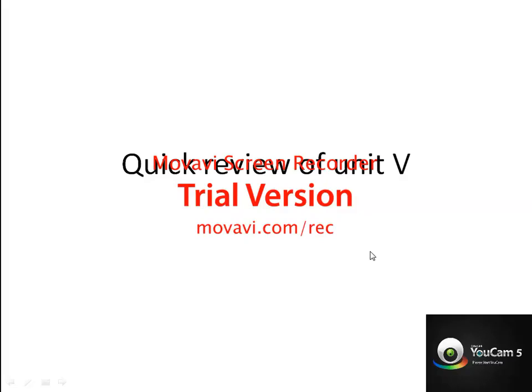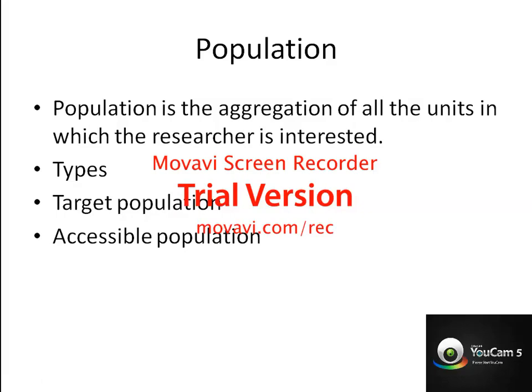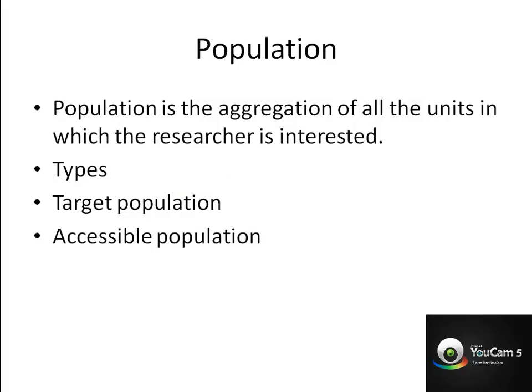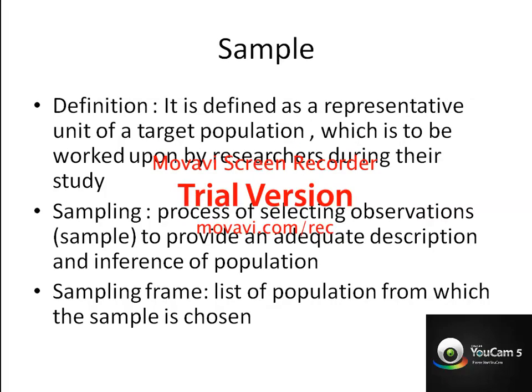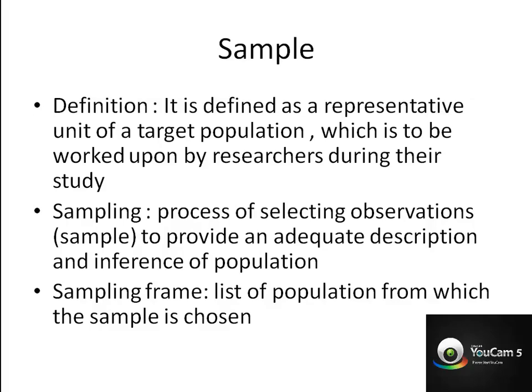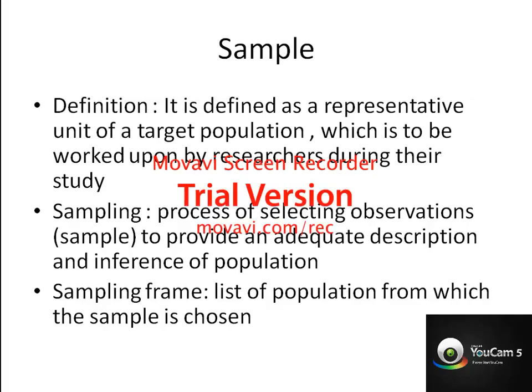Unit 5 starts from the sample. Before knowing sample, you should know what is population. Population is aggregation of all units in which the researcher is interested, and the population is of two types: target population and accessible population. Do you know what is sample? It is the representative of a population which will be joining in the research. The respondents who are participating in the research, who are inside the target population, are representing the population. Sampling is a process of selecting samples.